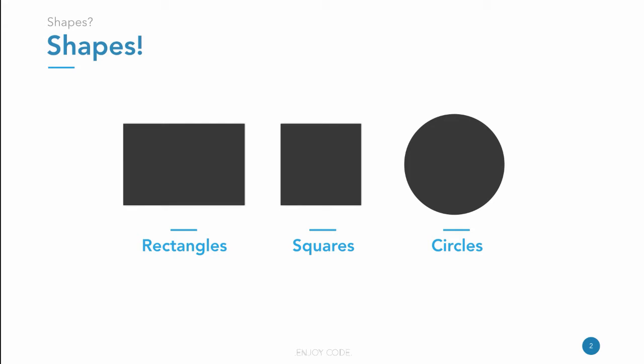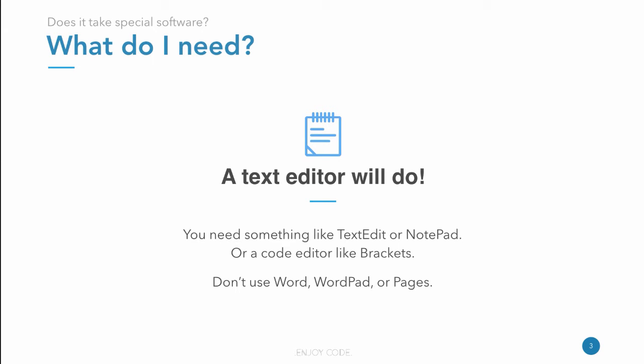So what shapes are we going to make? We're going to make rectangles, squares, and circles. I'm not saying these are the only shapes that we can make, but these are the shapes that we're going to start with. So what do you need? Launch up your text editor. Once again, TextEdit, Notepad, Brackets, an online tool, but no Word, no WordPad, no Pages.